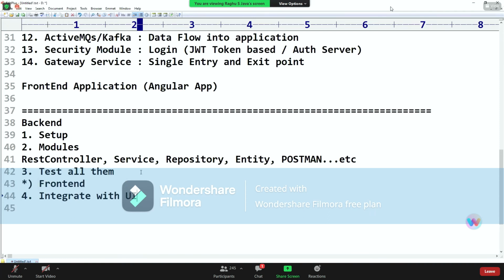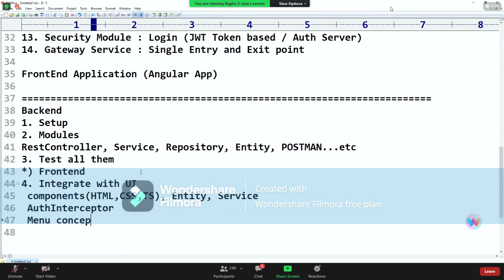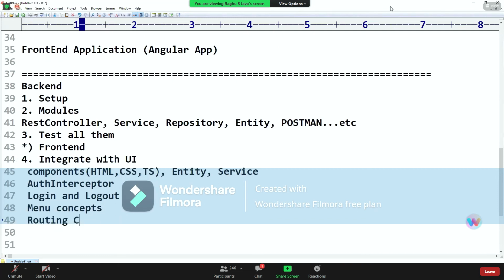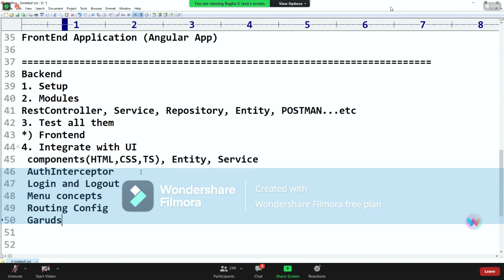In the front end also, hope you have clarity on components: HTML file, CSS, TypeScript. We are going to write the entity, the service, and a one-time authentication interceptor. Then menu concepts, login and logout, which we are going to write one time here. Of course, routing configuration, guards, and security guards.